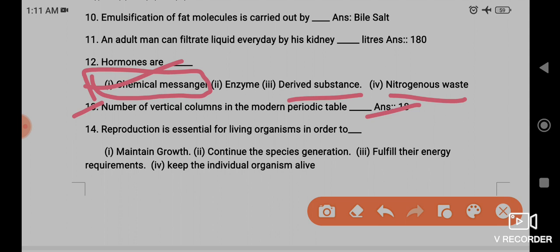All of you should remember this one also: the number of horizontal rows in the modern periodic table is 7, because there are 7 periods. So 7 rows and 18 columns are there.